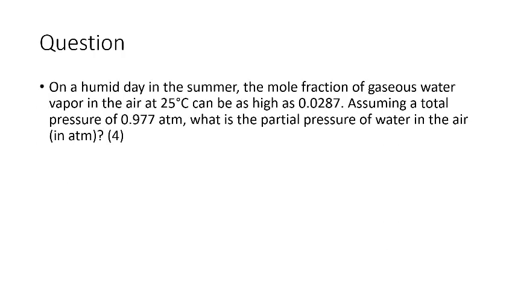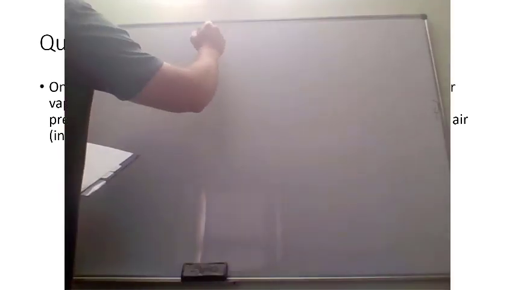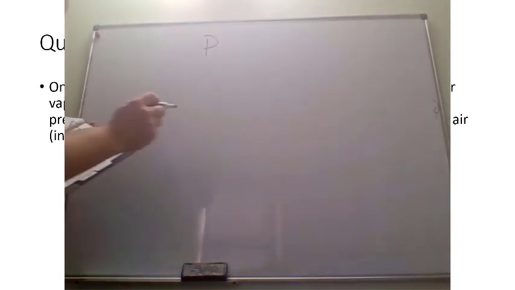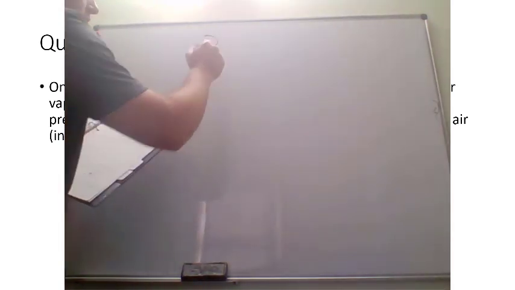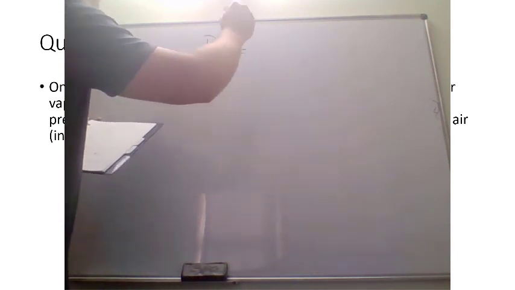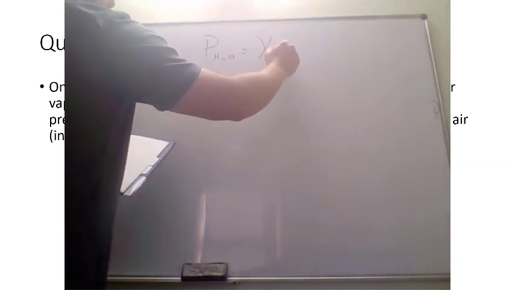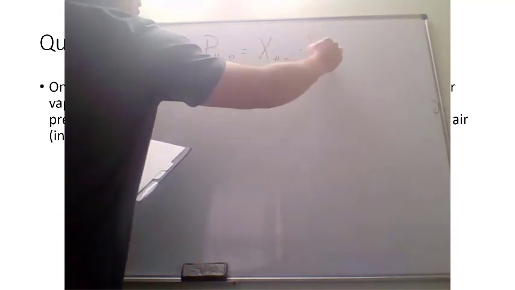Okay, on a humid day in the summer, the mole fraction of gaseous water vapor in the air at 25 degrees Celsius can be as high as 0.0287. Assuming a total pressure of 0.977 atmospheres, what is the partial pressure of water in the air in atmospheres? Okay, so we're going to again use our partial pressures equation here using our mole fraction, where our partial pressure of our gaseous water is going to be equal to our mole fraction of our gaseous water times the total pressure.